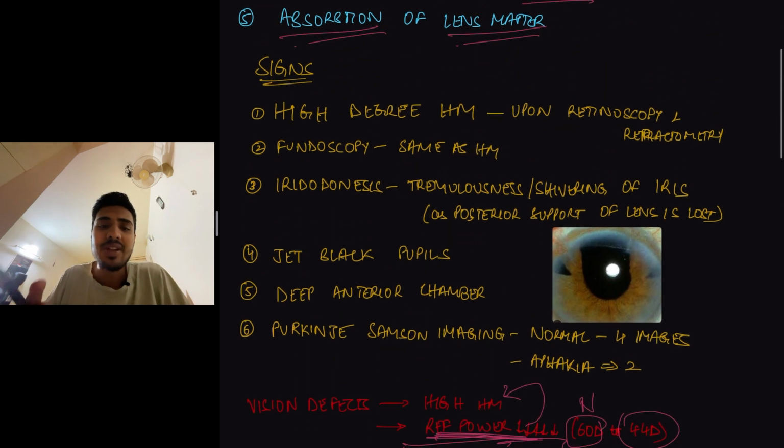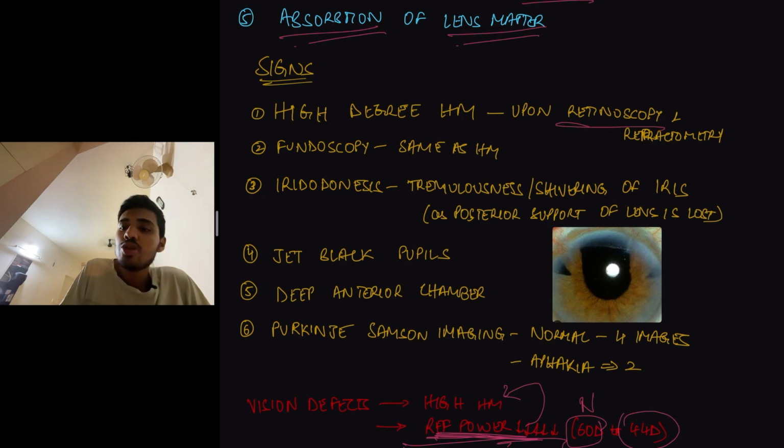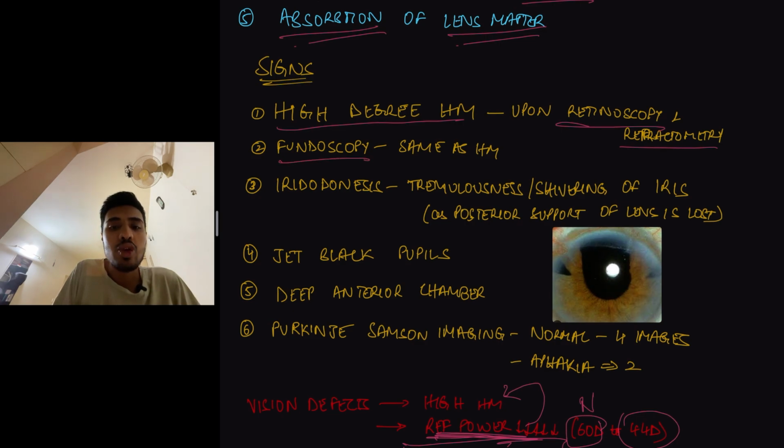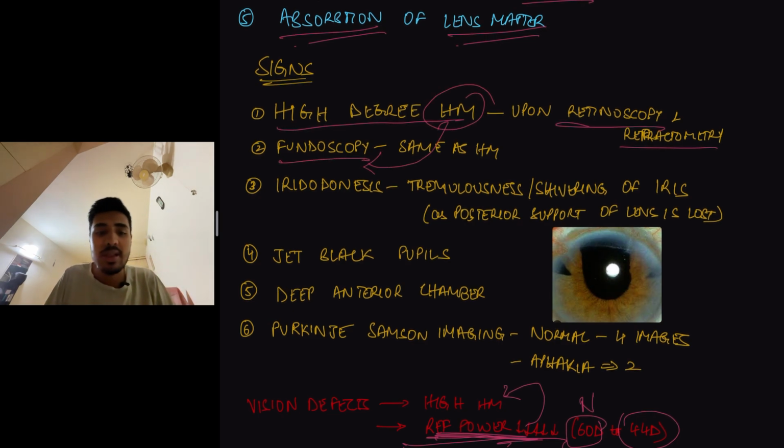Apart from that, you have certain signs. So obviously you have high degree of hypermetropia. So when we do retinoscopy and refractometry, you can see a very high degree hypermetropia. And in fundoscopy, also the same hypermetropia changes only you can see in the fundus like short silk retina, pseudopapillitis, small optic disc, etc. Then you have iridodonesis.